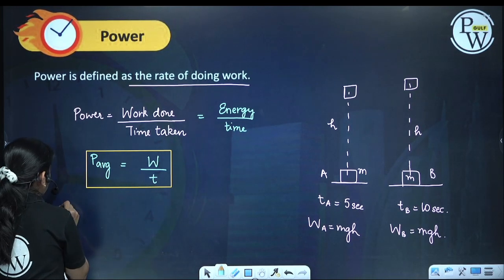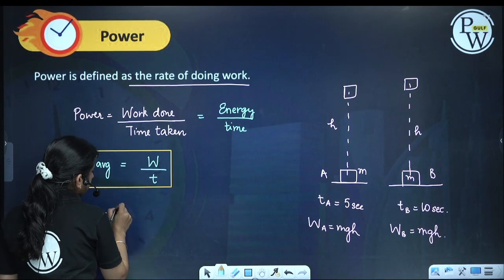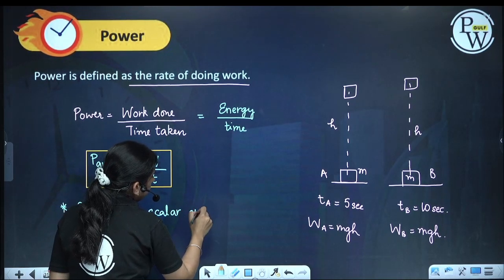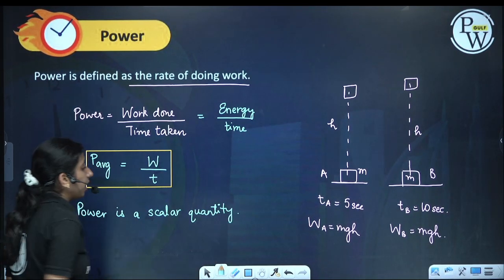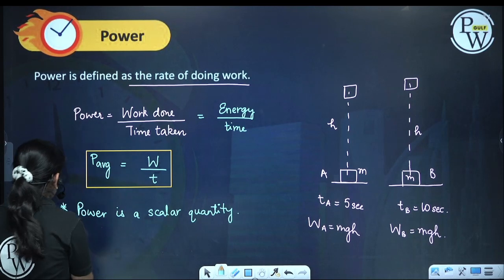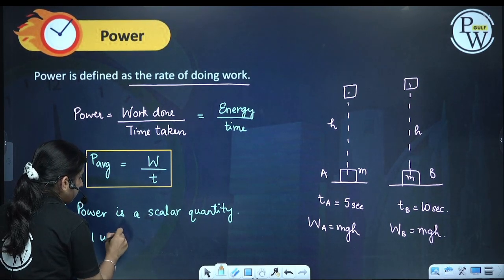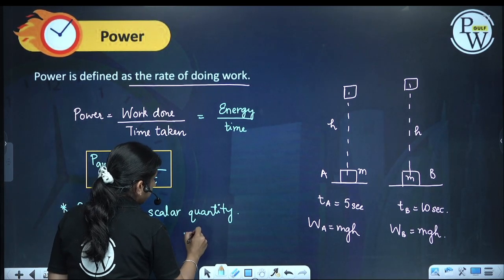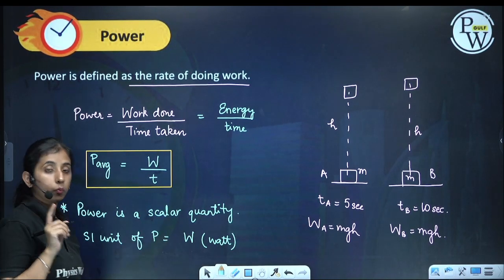Now what is power? Power is a scalar quantity. Now the SI unit of power is watt.